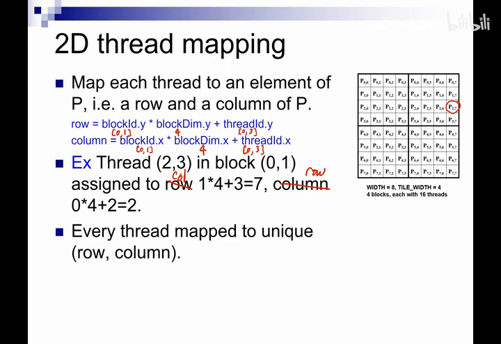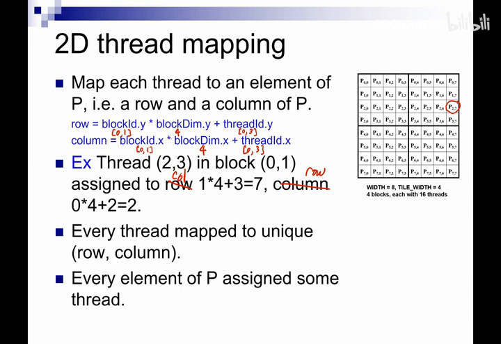Now notice that this is very similar to the 1D mapping, right? It's basically the same formula, except you apply it both in the x and the y directions. And just as with the 1D mapping, where we showed that every thread is mapped to a different vector element, here you can show that every thread is going to be mapped to a different row and column in the matrix. Also, you can show that every matrix element has some thread being assigned to it.